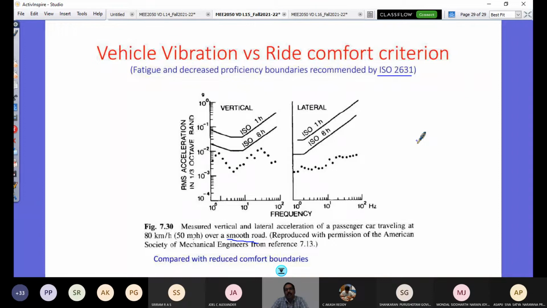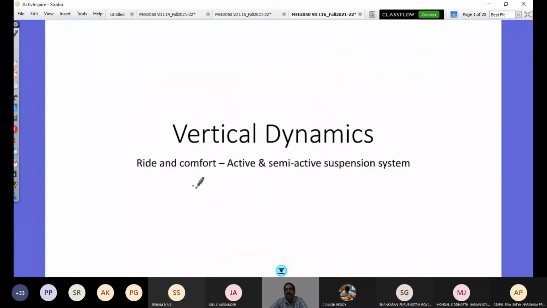Though we are emphasizing more the vertical dynamics, you see that the suspension does take care of other aspects of design of your vehicle, as well as your road holding and handling characteristics of the vehicle. So that's what I'm just going to highlight in this particular period, in our lecture number L16. So lecture number 16, you're going to look at ride and comfort and active, semi-active suspension systems.